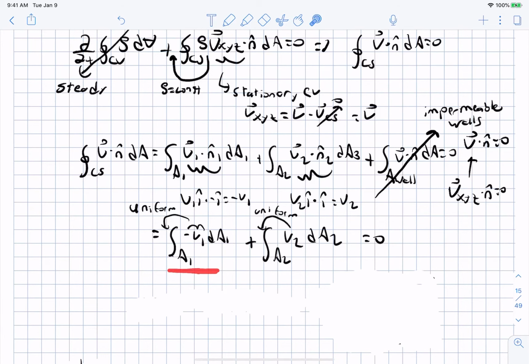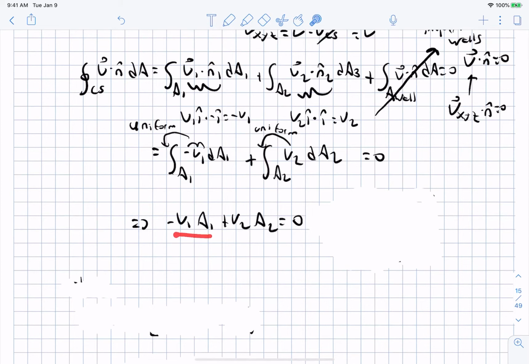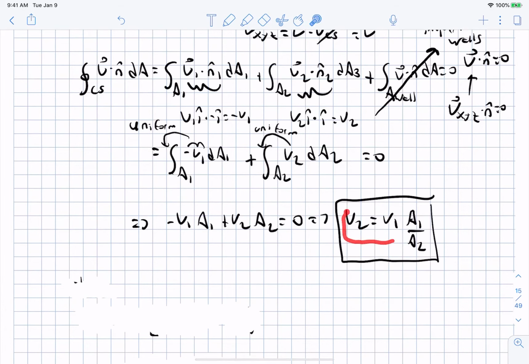And we wind up with basically this integral here of minus v1 dA1 plus the integral of v2 dA2 is equal to 0. Again, these are both uniform. We can pull them out of the integral. And in doing that, what you wind up with is that minus v1 a1 plus v2 a2 is equal to 0. And we know v1, we know a1, we know a2. We can now solve for v2. And this implies that v2 is nothing more than v1 times the ratio of the two areas, which makes complete sense.